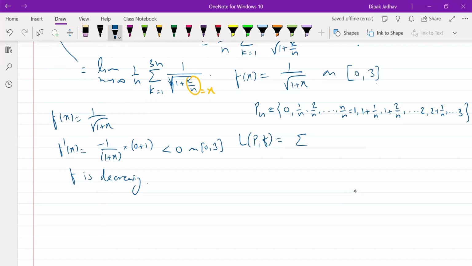What's the definition? Summation k from 1 to 3n, because there are 3n parts, m_k into the length of each subinterval, which we have agreed to keep as 1 by n. Where m_k is the infimum of f of x, f of x is 1 upon 1 plus root x, where x belongs to k minus 1 by n, comma k by n.